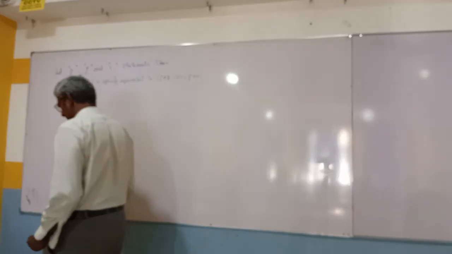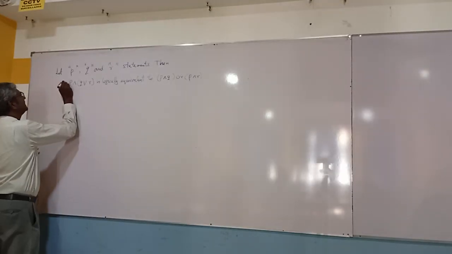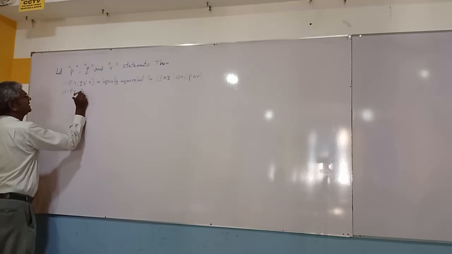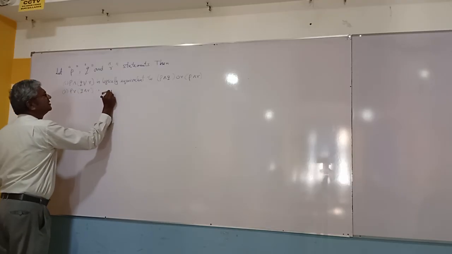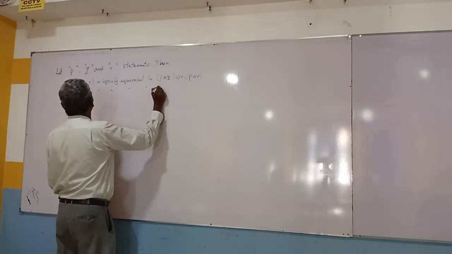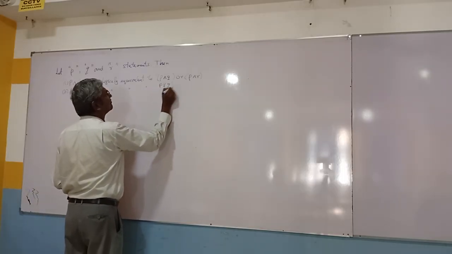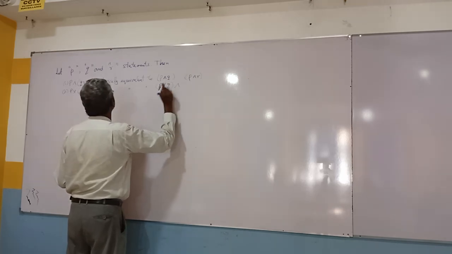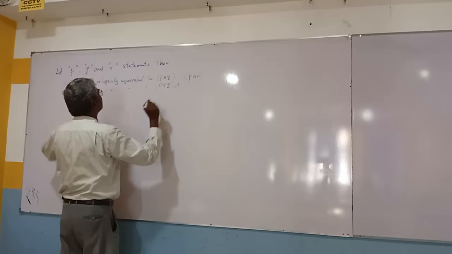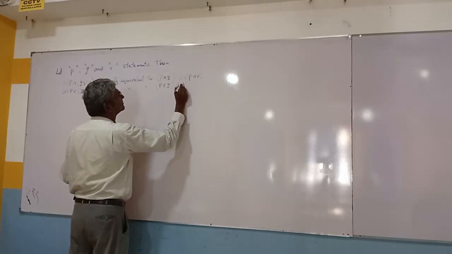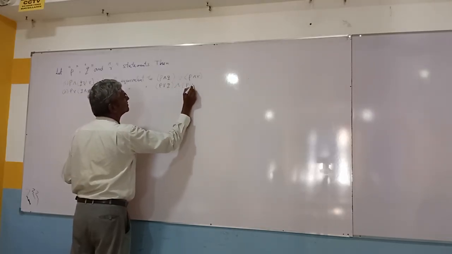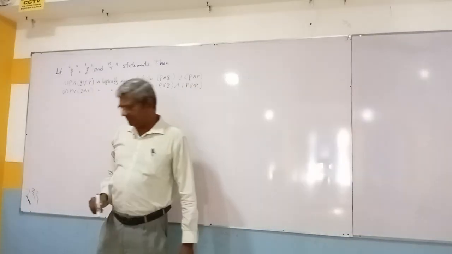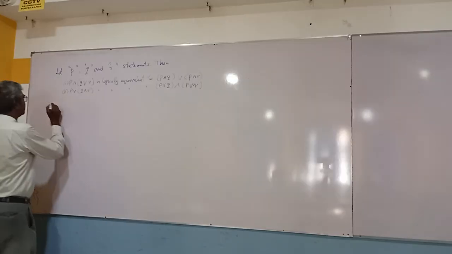How do we prove it? Let me write. P and (Q or R) is logically equivalent to (P and Q) or (P and R). Right? I'll make a proof.